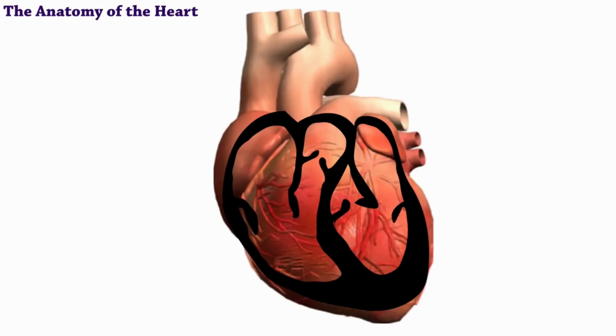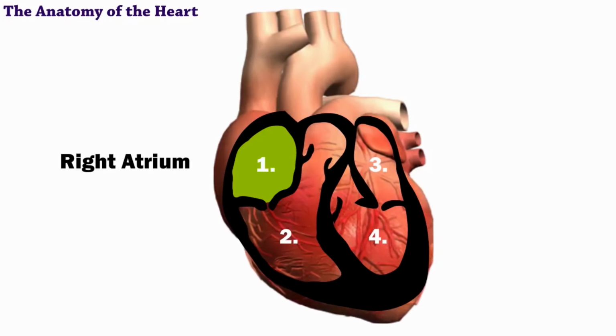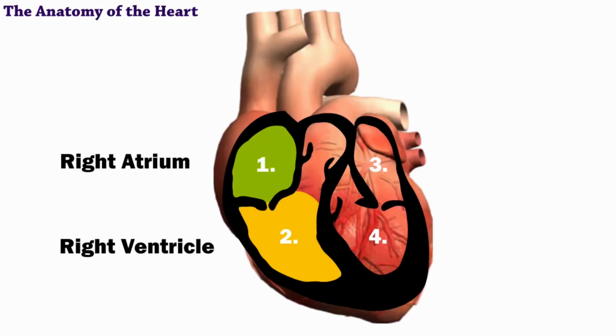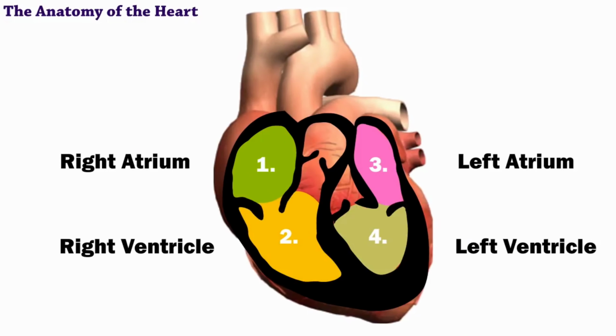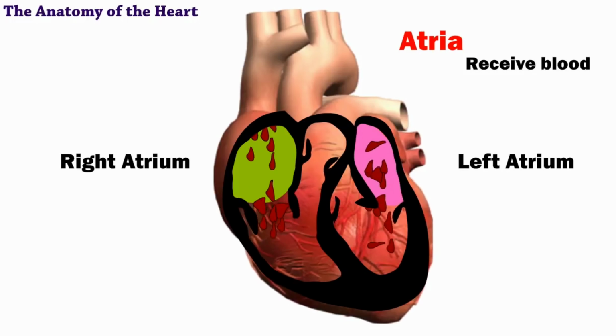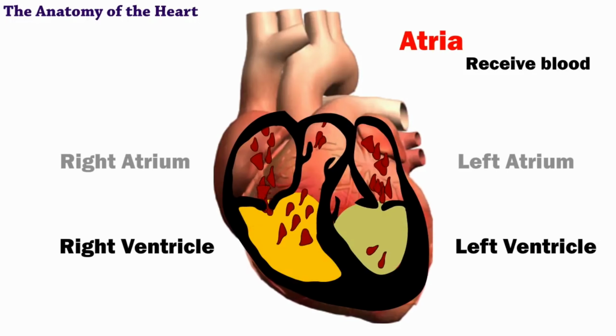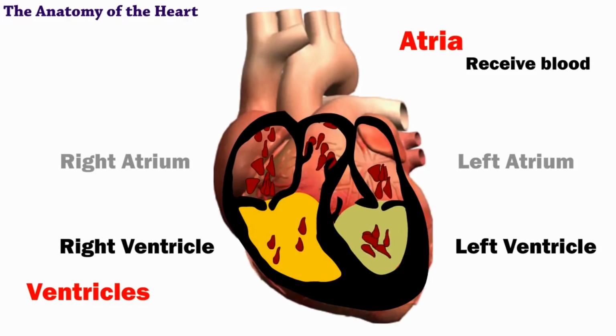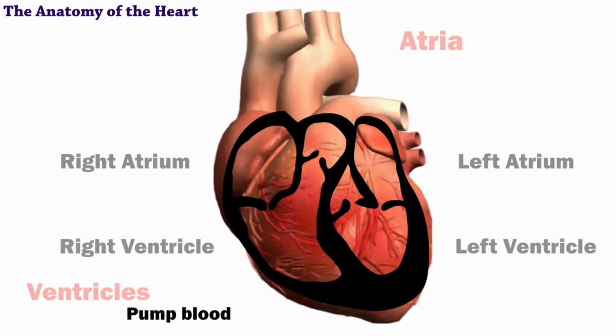Every heart has 4 chambers. These are the right atrium, the right ventricle, the left atrium, and the left ventricle. The 2 upper chambers, or atria, receive blood. The 2 lower chambers, or ventricles, pump blood.